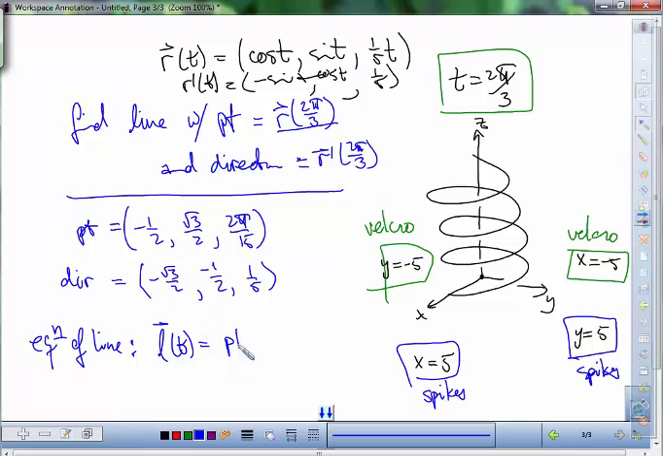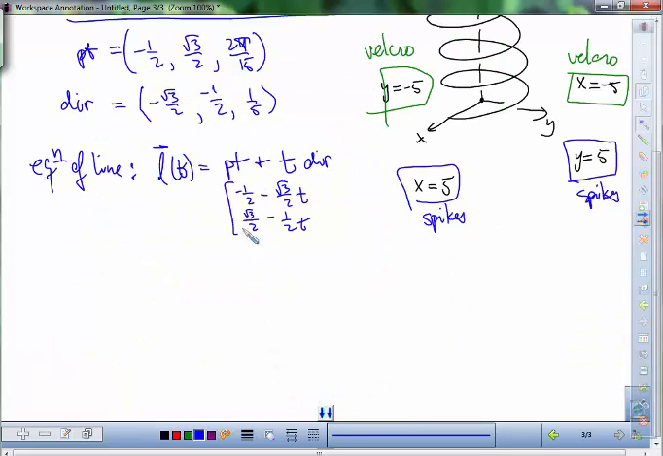So point plus t times the direction, and the point is this, and t times the direction. Let me write it in vector form where the x, the y, and the z are separated. So the x is going to be negative 1/2 minus root 3 over 2 t. The y is root 3 over 2 minus 1/2 t. And then the z is 2 pi over 15 plus 1/5 t.